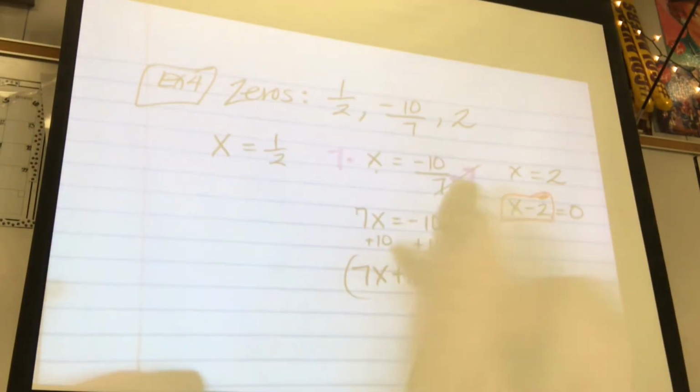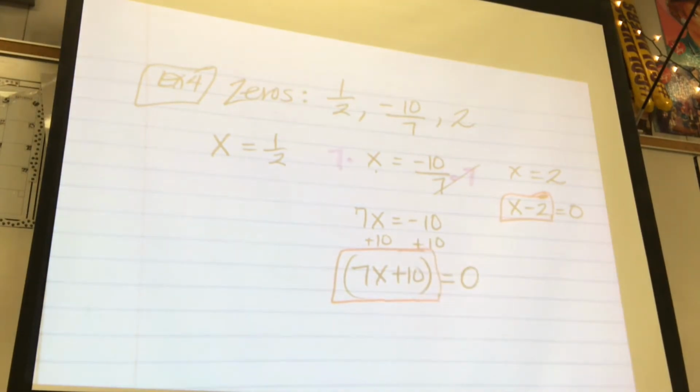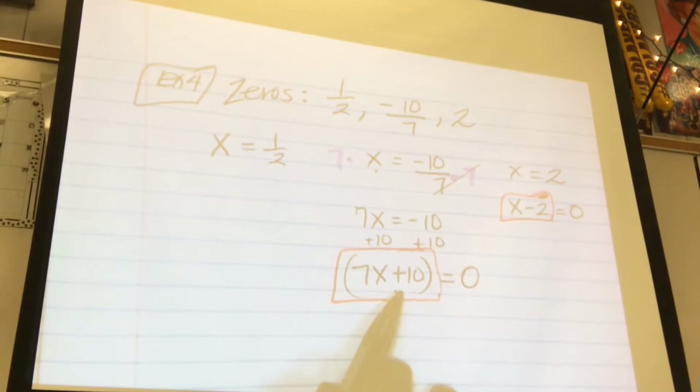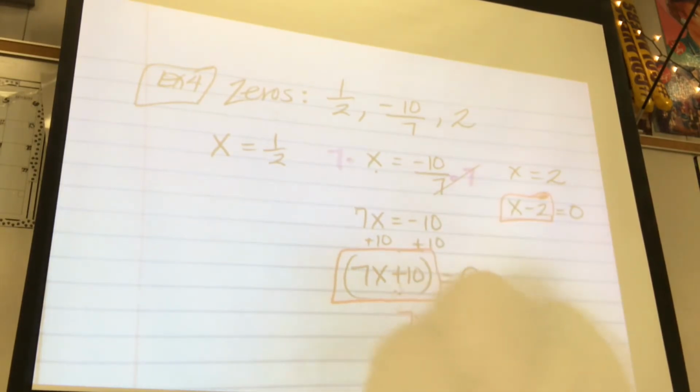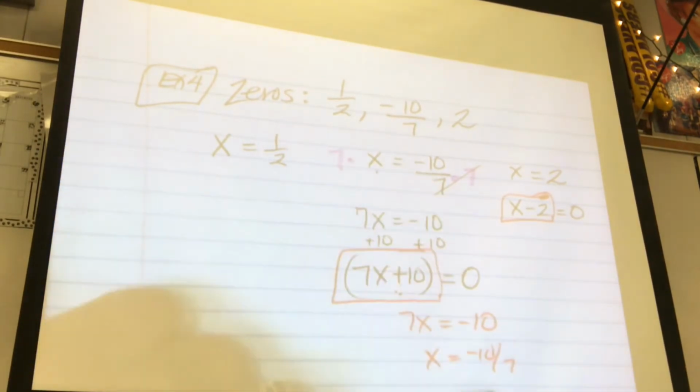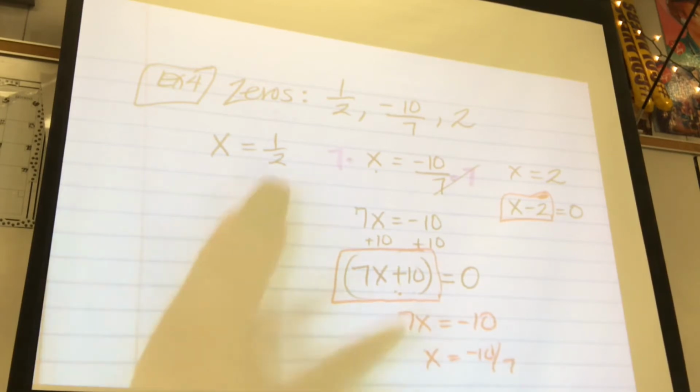If you don't believe me, convince yourself. If I want to solve for x here, what would you do with that 10 first? Let's say you want to get x by itself. What would you do with the 10 first? Subtract 10, right? Wouldn't you get 7x equals negative 10? And then what would you do with the 7? You would divide. Don't you get negative 10 sevenths? Boom. So the binomial is 7x plus 10. Y'all with me?